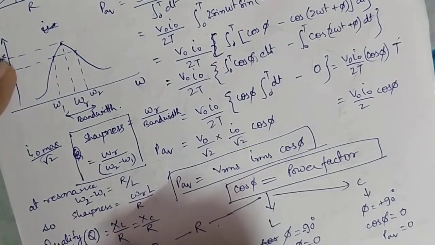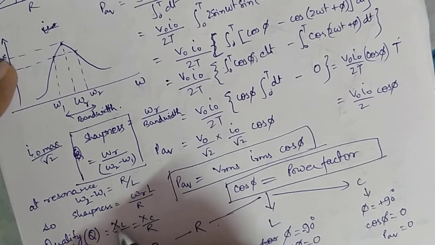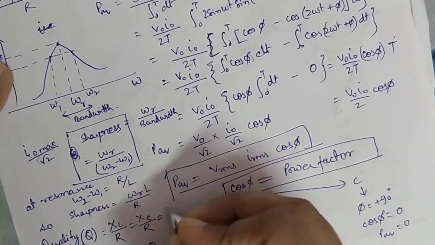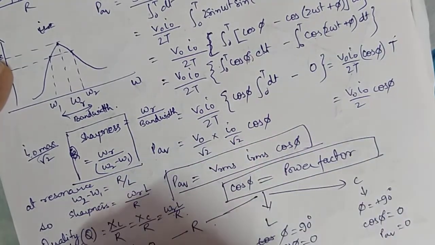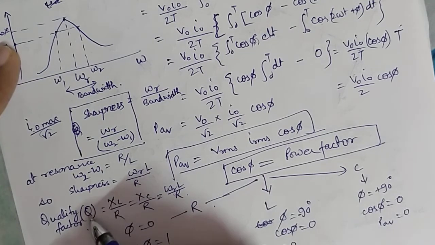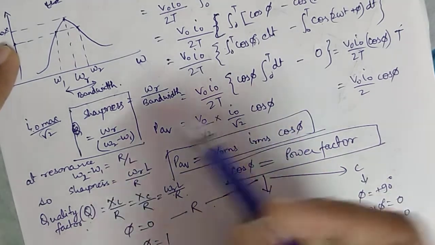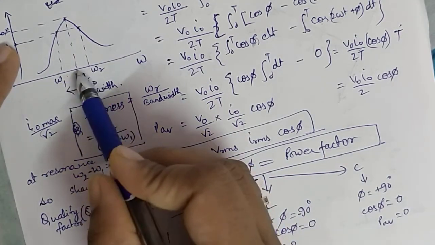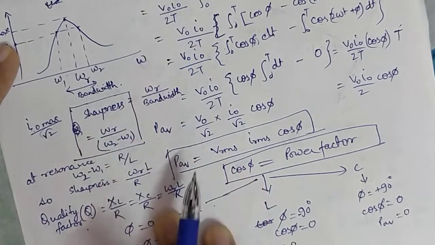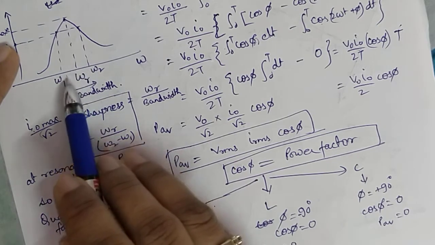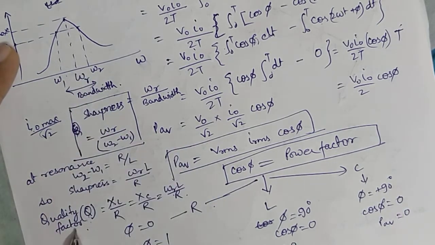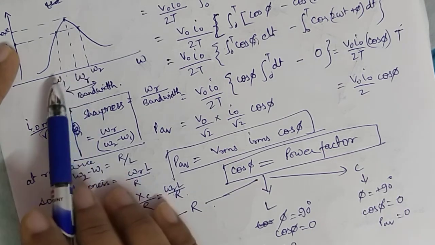If I substitute this XL value, you know that at resonance XL is omega r l. So if here I write omega r l and below there is r, I get the same value. Sharpness and quality factor have almost the same formula. If the quality factor Q is large, that means the bandwidth is small, and if bandwidth is small, then this curve is said to be more sharp. Resonance is said to be more sharp. So the greater the quality factor, the smaller will be the bandwidth, and the sharper will be the resonance. Remember this.